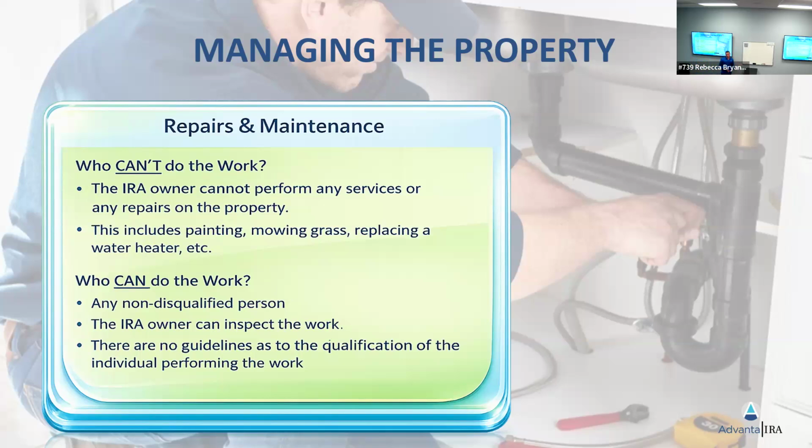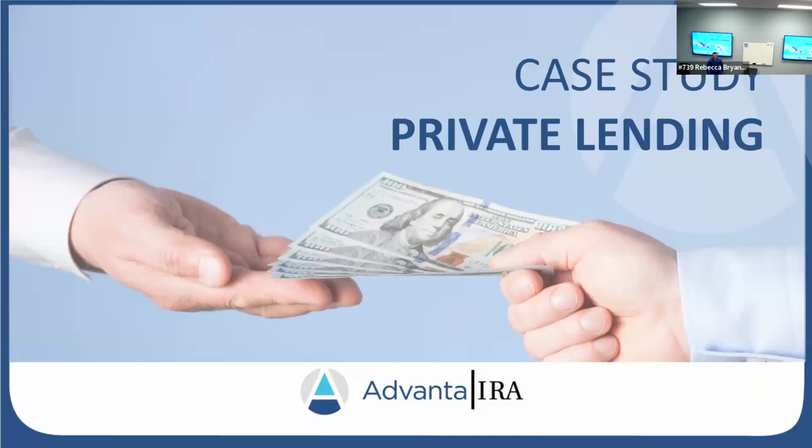So basically, who can do the work? It'd be a non-disqualified person. So again, my brother or sister could totally work on that property, or a cousin, a distant family member, friend, or contractor. That's all fine. It just can't be my mom, dad, son, daughter, spouse, or myself doing the work on that property. So that's what it comes down to when we're looking at managing the property.